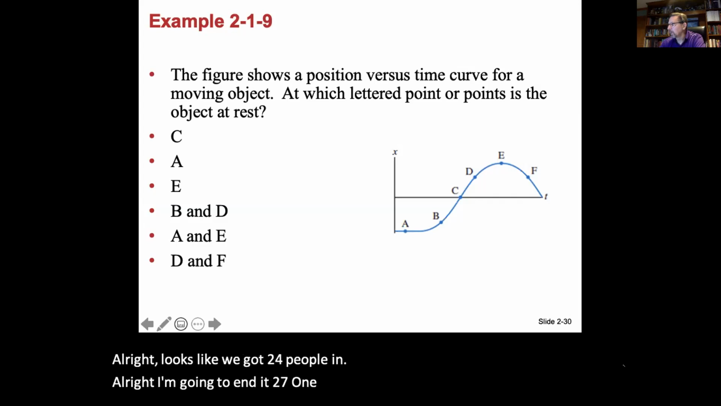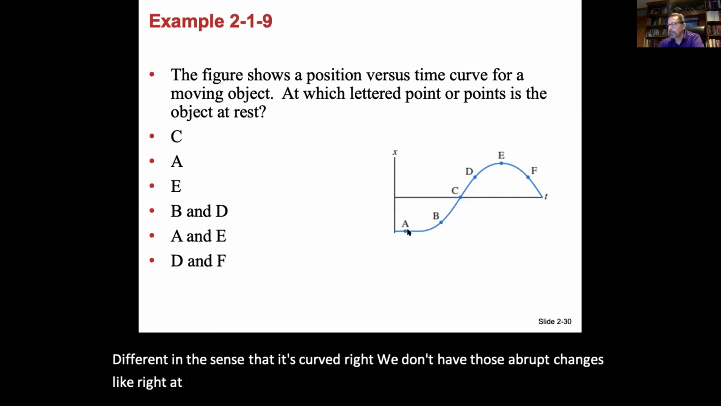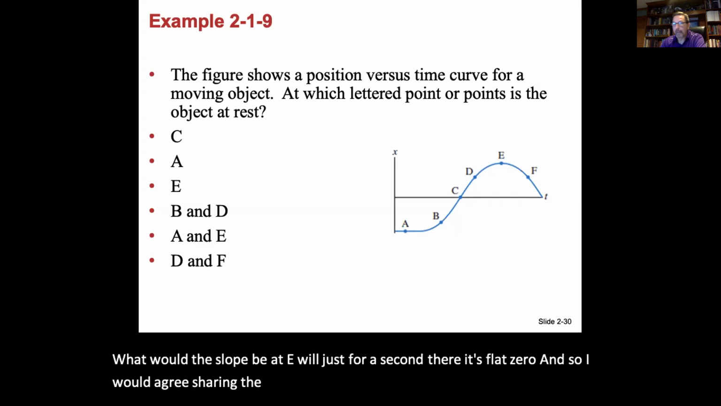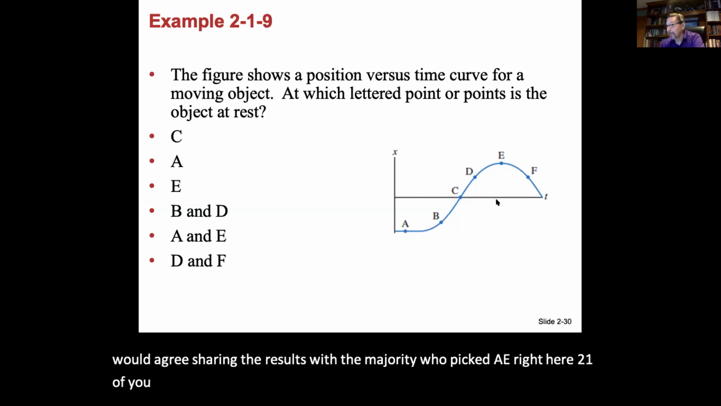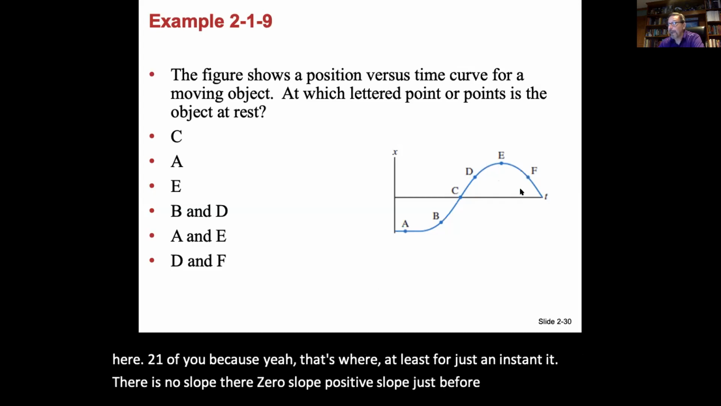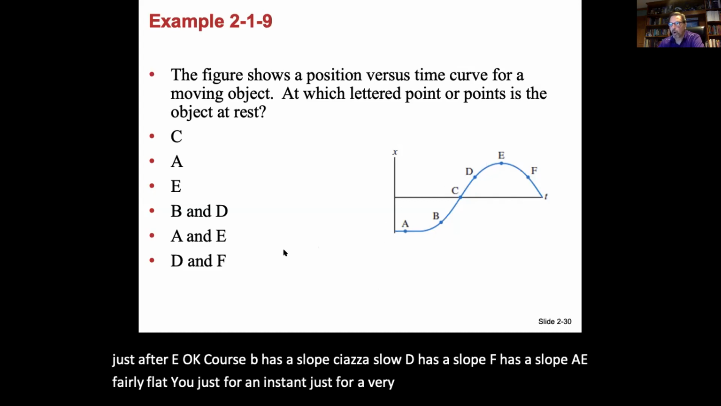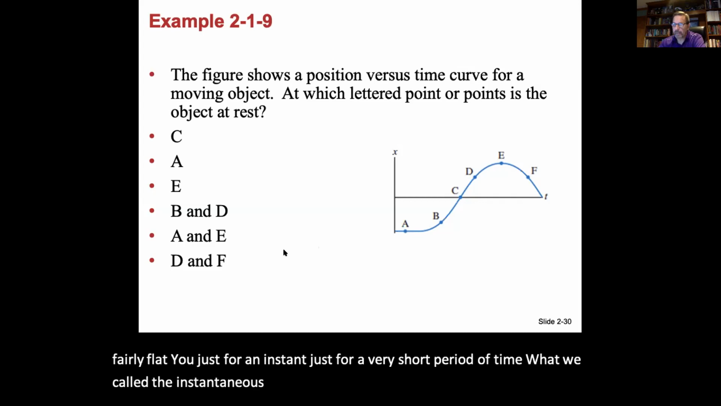27, one more. All right, this one's a little bit different in the sense that it's curved, right? We don't have those abrupt changes like right at the corners here, okay? But what would the slope be at point A? Well, 0. What would the slope be at E? Well, just for a second there, it's flat, 0. And so I would agree, sharing the results, with the majority who picked A and E right here, the 21 of you, because, yeah, that's where, at least for just an instant at E, there's no slope. There's 0 slope. Positive slope just before E, negative slope just after E. Okay. Of course, B has a slope, C has a slope, D has a slope, F has a slope. A and E fairly flat. E just for an instant, just for a very short period of time. What we call the instantaneous velocity at point E, or the instantaneous speed.